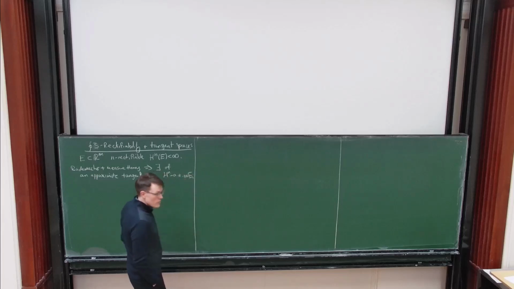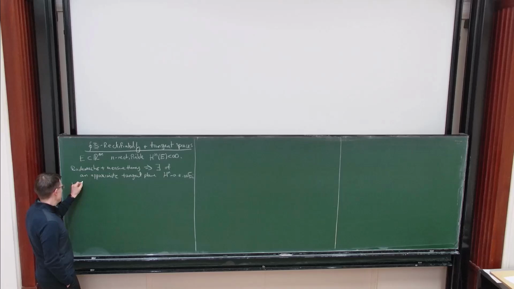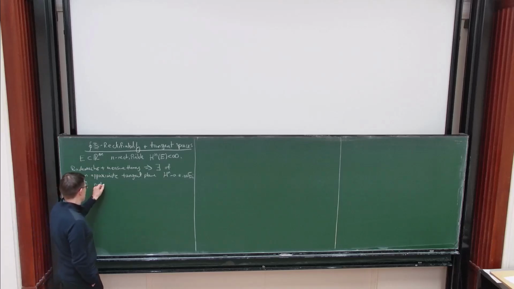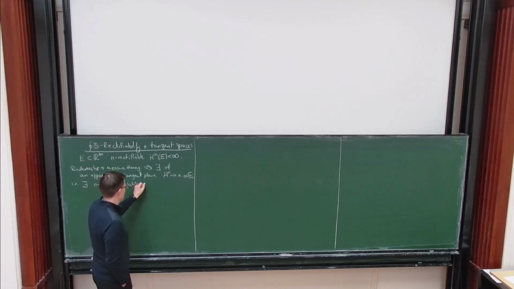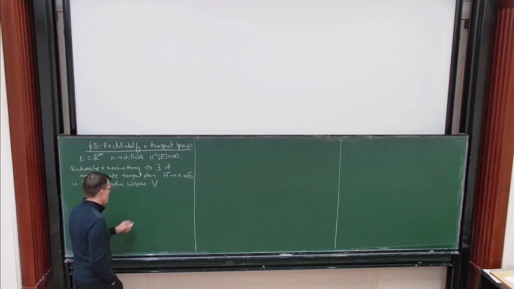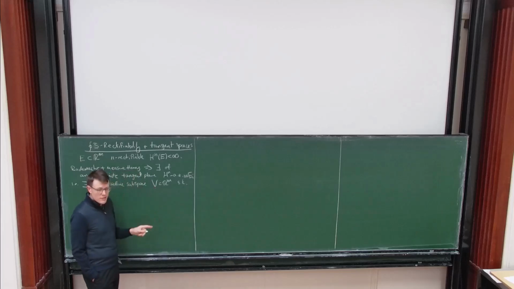Okay. So what I mean by this is the following. There exists an n-dimensional subspace, well, I guess affine subspace, V, that approximates my rectifiable set at X.